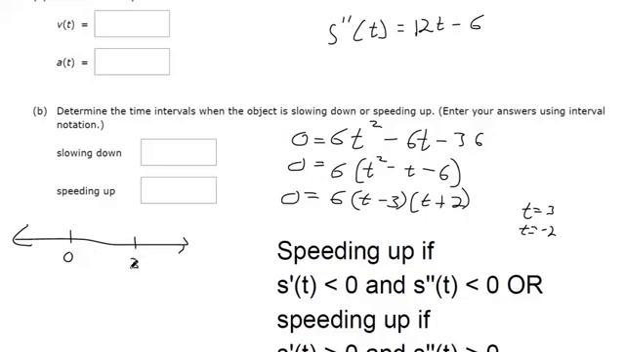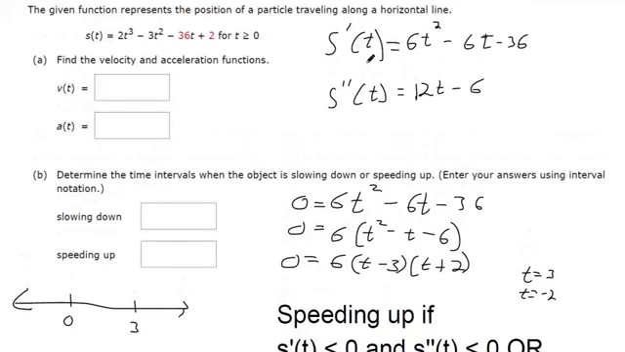So t equals 3 is the only potential place where this could switch directions. Let's plug in 0 for t, when we're dealing with velocity, and see if it's positive or negative. If I plug 0 into the derivative, I get negative 36. That means we're going backwards when we first start off our movement on this line, and that means every other point in here is also going to be negative.